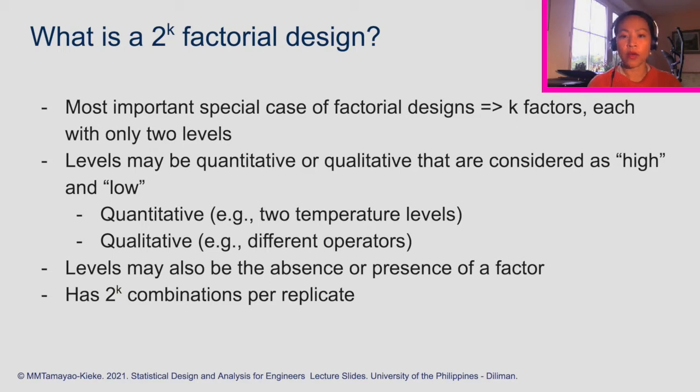Now, the levels may be quantitative or qualitative, that are considered as high and low. In the case of quantitative, examples could be 2 temperature levels, or for qualitative levels, you could have, for example, different operators. The levels may also be the absence or presence of a factor. And 2 to the k factorial design has 2 to the k combinations per replicate.